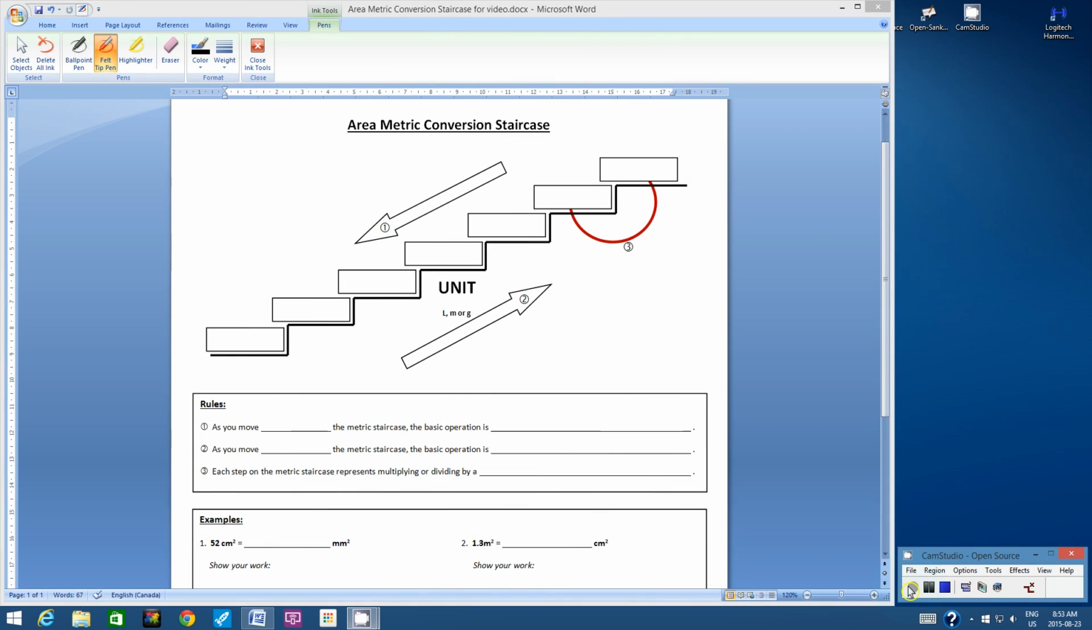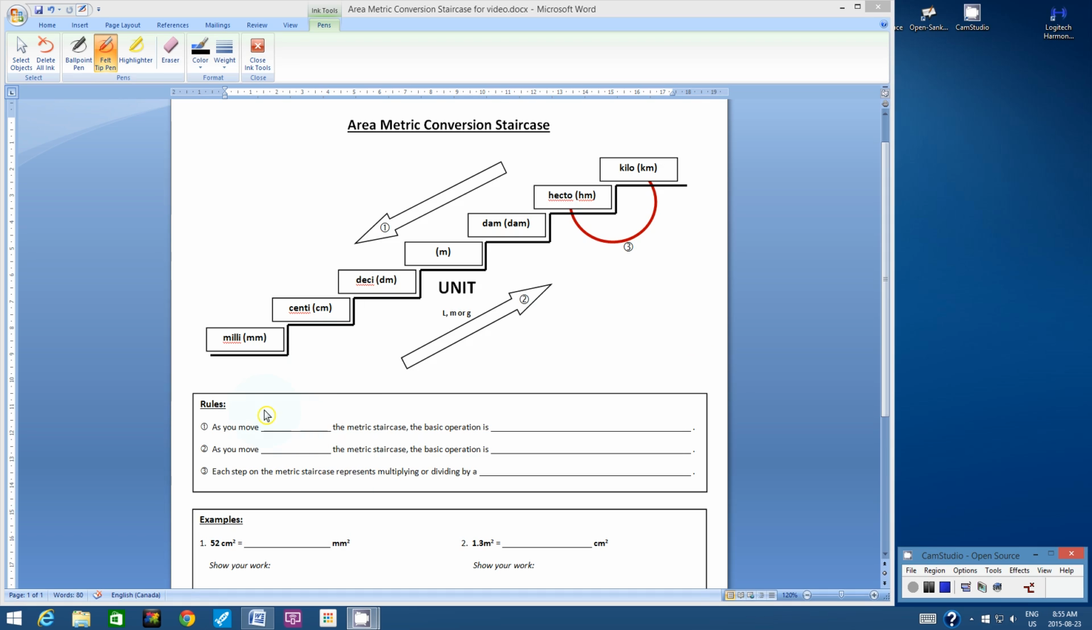So you see something very familiar in front of you, the metric staircase. What I'd like you to do is fill in all of the prefixes along that staircase. So hit pause here and fill in quickly the prefixes. All right, hit pause. All right, so we've got the staircase filled in.